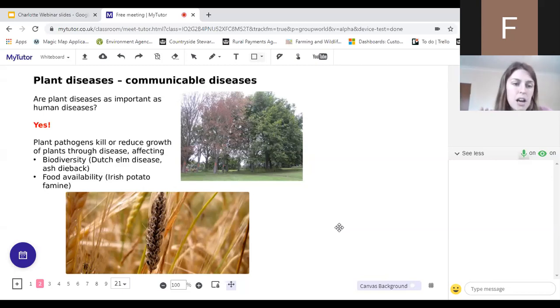And secondly, plant diseases can affect food availability. The example I've given for that is the Irish potato famine, which was a very famous historical event in Ireland, where potato blight was the disease in question, and many people starved. It was a national disaster. We do still have crop diseases, which obviously affect our food availability if we can't get control of those. So that's why plant diseases are important and why we need to worry about them.